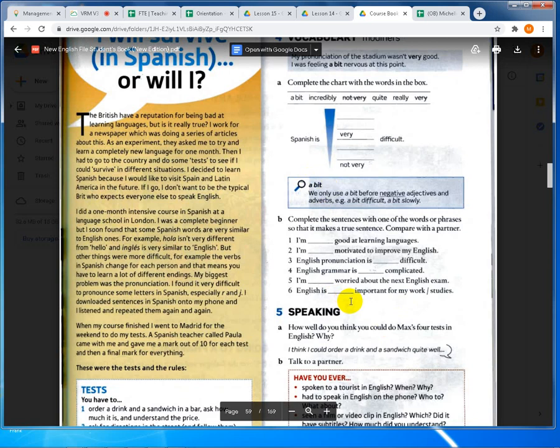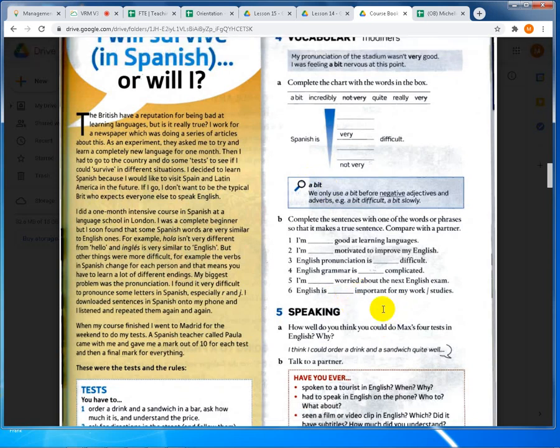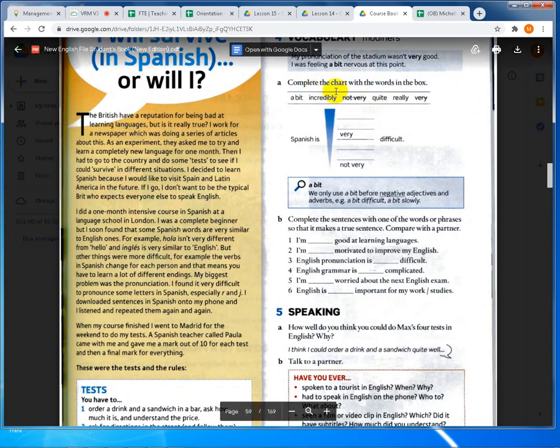Can you hear me? Yes. Are you writing? No, I am thinking. I mean to say, you are going to get from this. Okay, so we have a bit, incredibly, not very, quite, really, and very. But it depends on you. This is just an option.